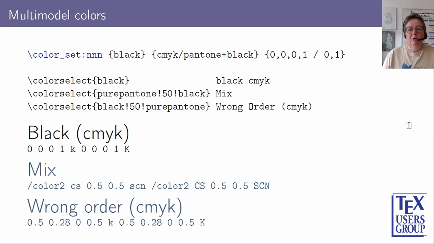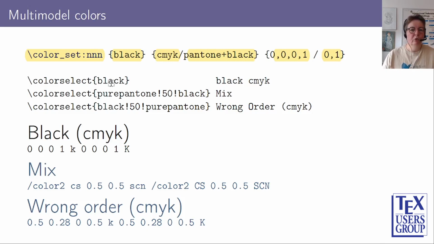The kernel command has a nice feature that we can define a color to use more than one model. Here above I redefine the black to use two models. At first CMYK, and at second our Pantone and black device N model. Here I give some values for the CMYK model, and here I give the values for our Pantone and black model. A color that is defined like this can be used in various contexts.